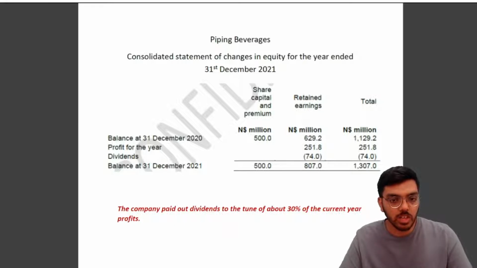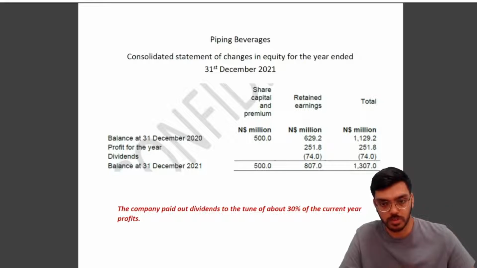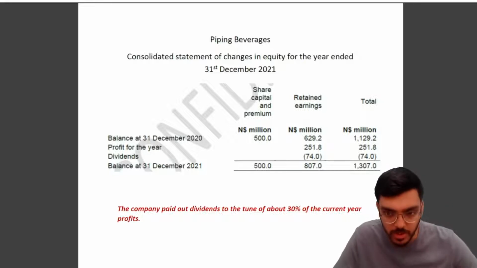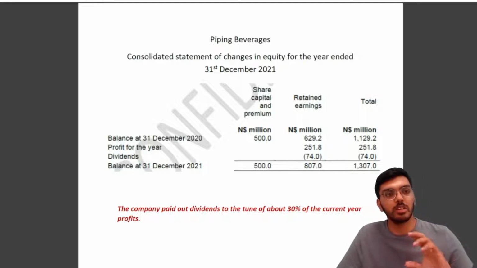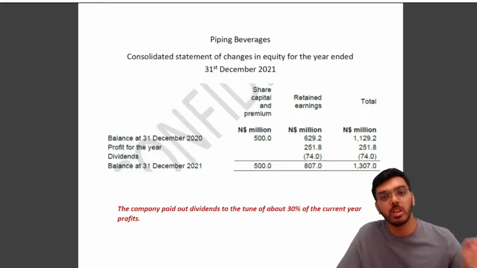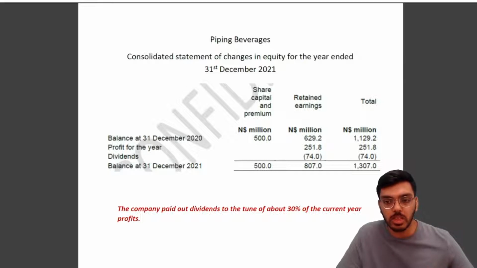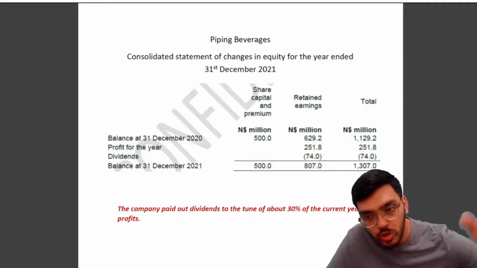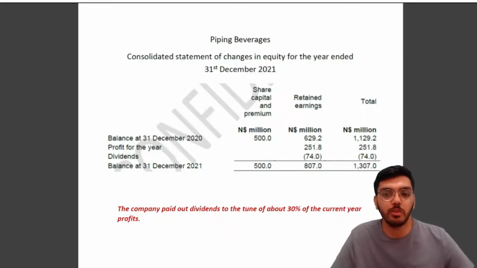Now if you look at the dividends, you will see that the company paid out dividends to the tune of about 30% of the current year profits. So in the current year, if I made 251, I'm paying out 30% as dividend. So I can say that this dividend is in a fair region. It entices more people to invest in Piping. Secondly, it showcases the strength of the company because you're able to pay out 30% as dividends. And you're also able to retain 70% of your profits.